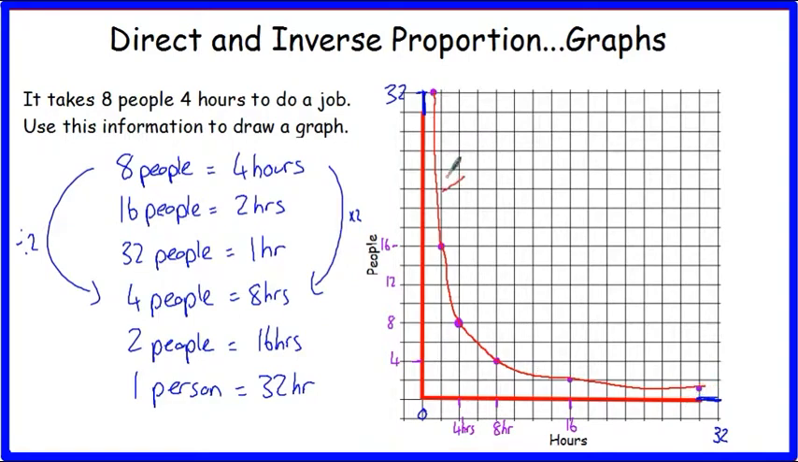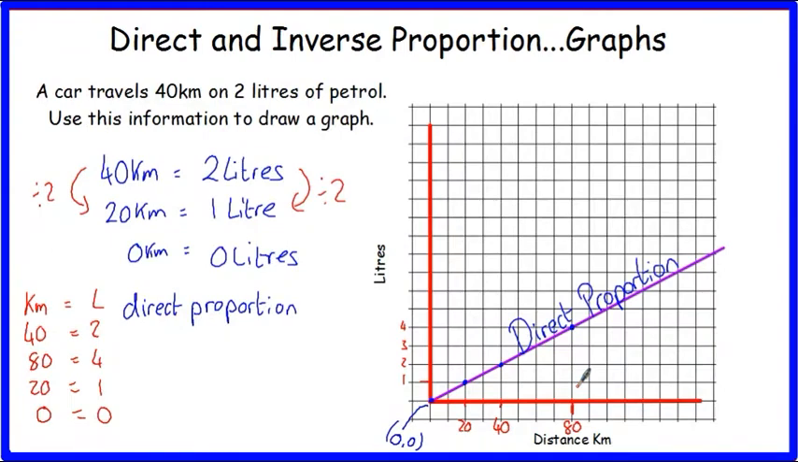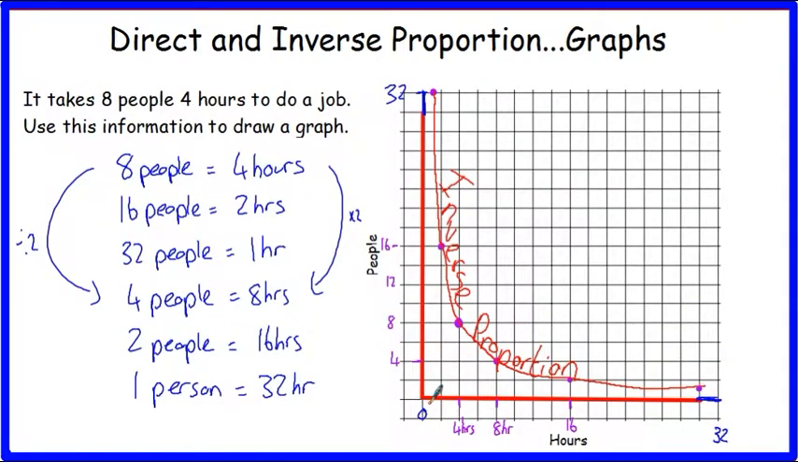So you see, the direct proportion graph is a straight line starting from 0, 0. The inverse proportion graph is a curve in this direction, and it would never reach the x-axis or the y-axis. If you imagine this was a job, the job could never be done in 0 time, no matter how many people you have.